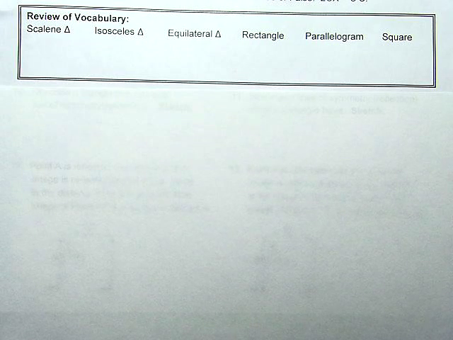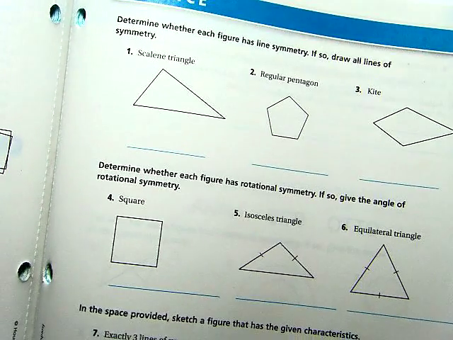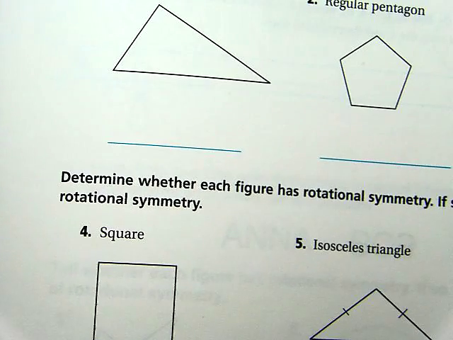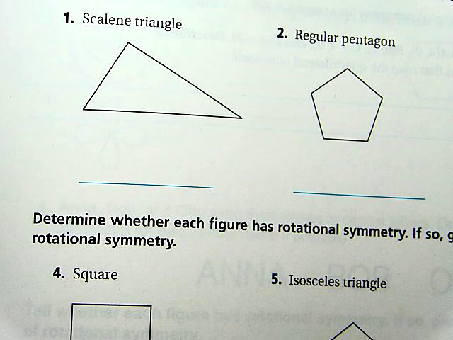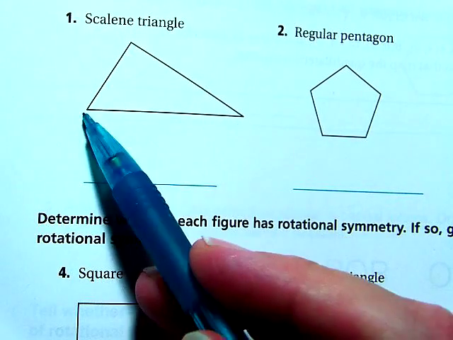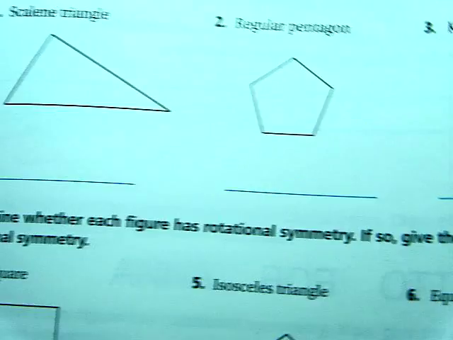So a scalene triangle, and if you want to follow me along on page 397, you can. A scalene triangle is a triangle such as this one, in which all the sides are of different length. Okay, so if you notice, this side has a different length from this side, has a different length from this side. That's what a scalene triangle is. Three sides all of different length.